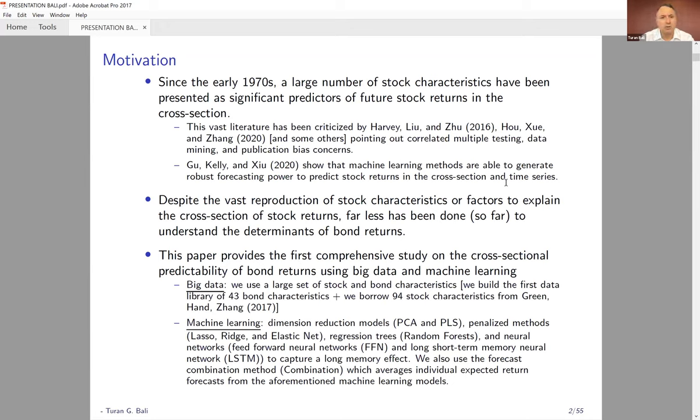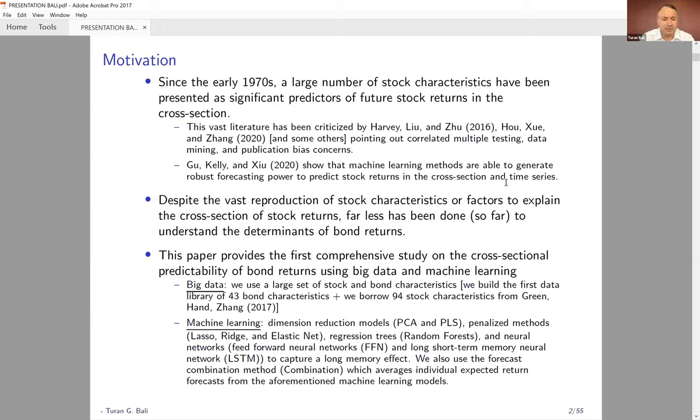And we rely on the Gu et al. paper on machine learning models. We have a total of 8 machine learning methods: PCA, PLS, dimension reduction models. And we have lasso, ridge, elastic net, regression trees, random forests. And we have 2 neural network models to capture long memory effect. And then eventually, we basically take the average of these individual expected return forecasts from these machine learning models.